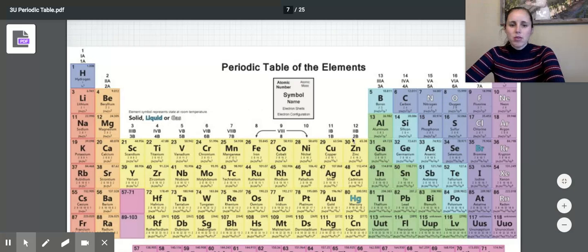Notice that I skipped over this big column here. We're going to talk about this big column in a second. The reason that we don't label the number of valence electrons here is because it actually can vary. So we'll talk about that a little bit more in a second.